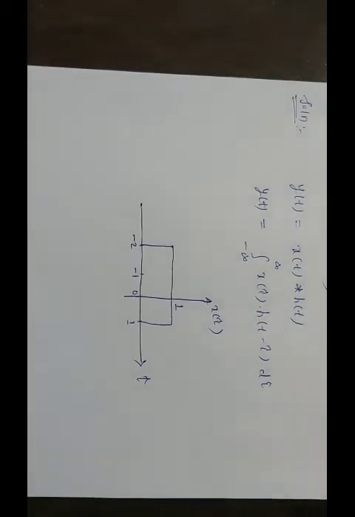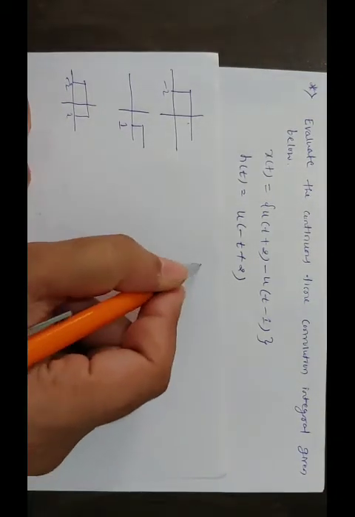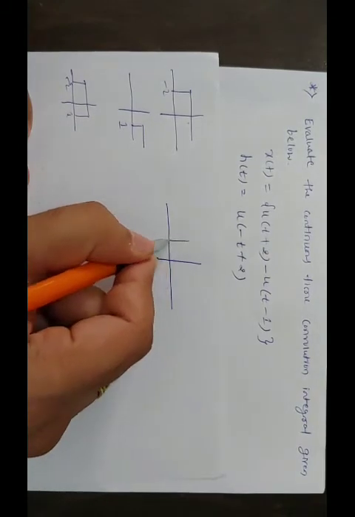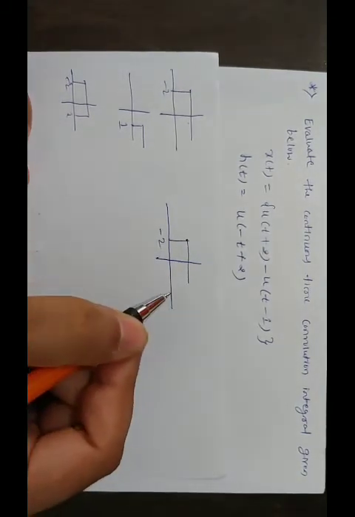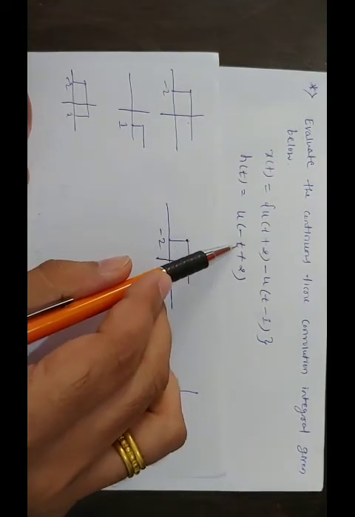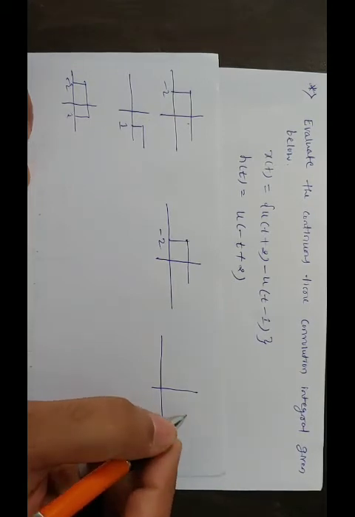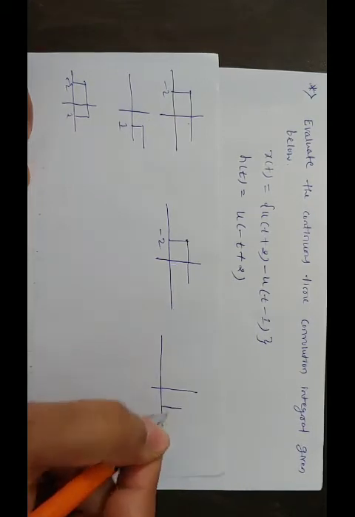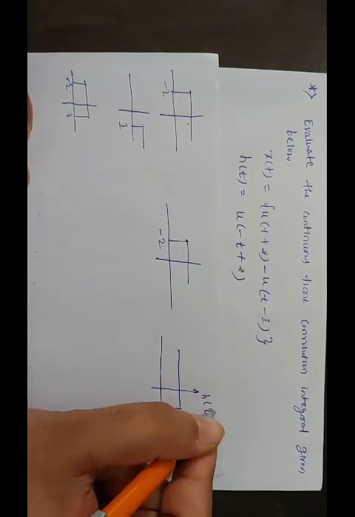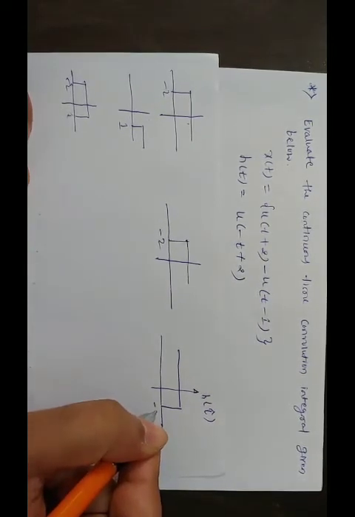So let us draw h of t. How does it look? Look here: t plus 2 means it starts from minus 2. Then we have u of minus t plus 2, so its reflection I have to take. So it will start like this. This is actually my h of tau, you can call it. It is starting at plus 2.